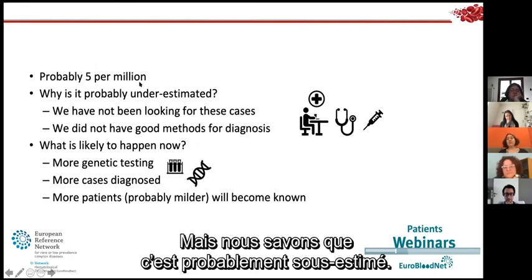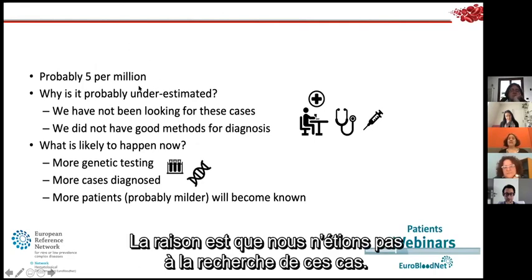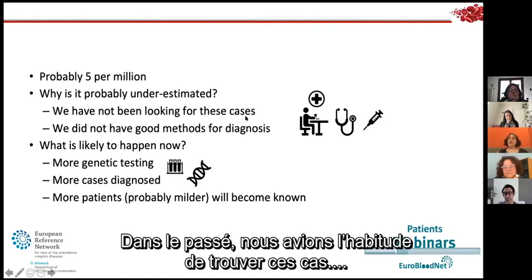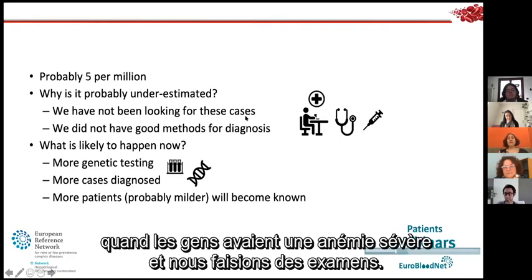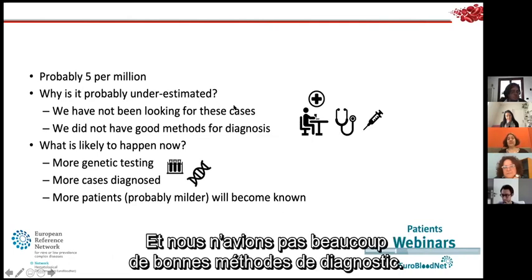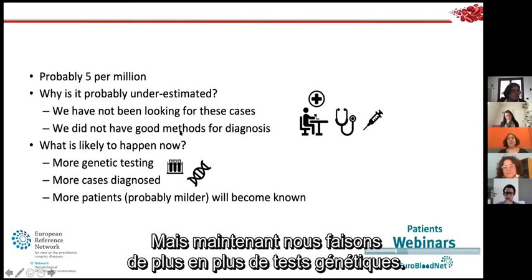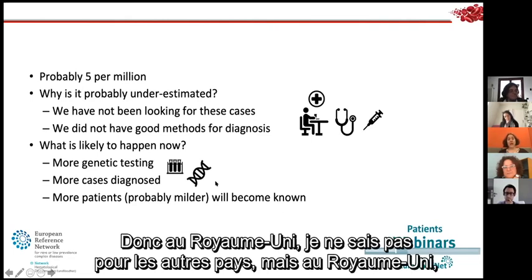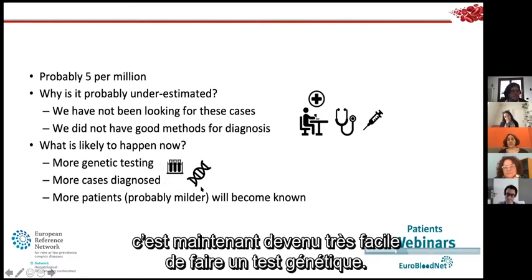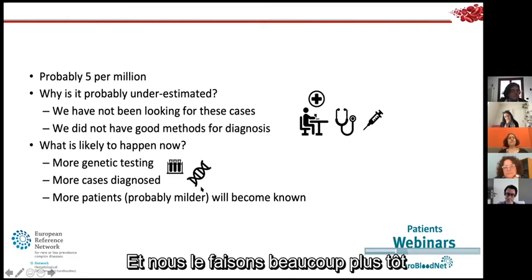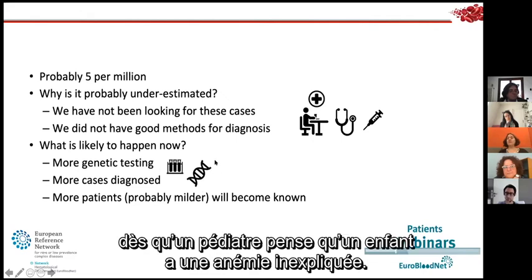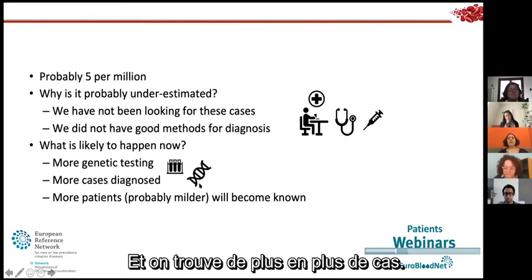But we know that it's probably underestimated. And the reason for that is we've not been looking for these cases. In the past, we used to find these cases when the people had fairly severe anemia, and we would start an investigation. And we didn't have very good methods for diagnosis. But now we're doing more and more genetic testing. So in the UK, I don't know about other countries, but in the UK, it's now become very easy to get a genetic test. And we're doing it much sooner when even a pediatrician is thinking that a child has an unexplained anemia. And we're finding more and more cases.